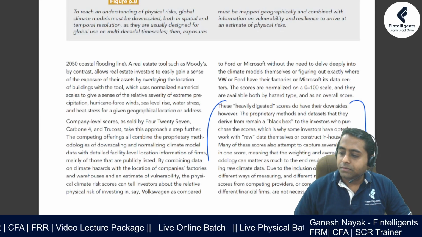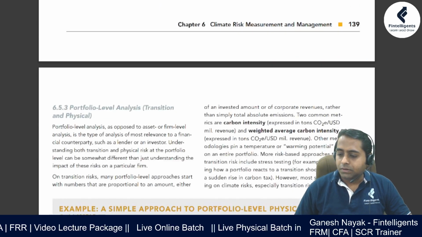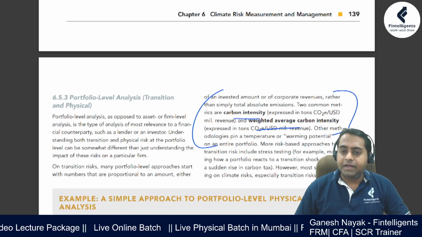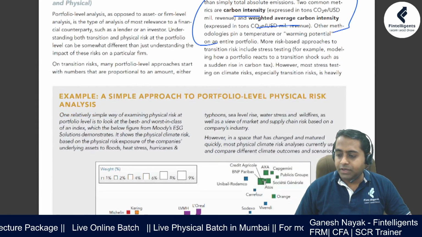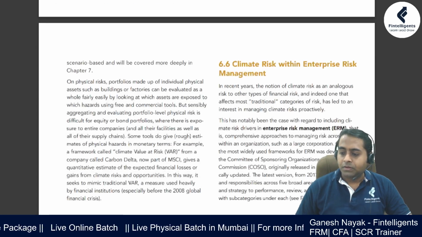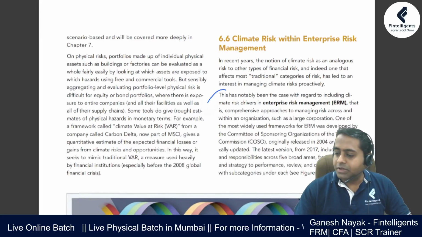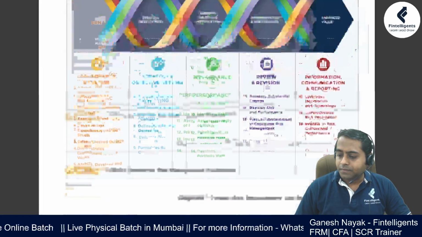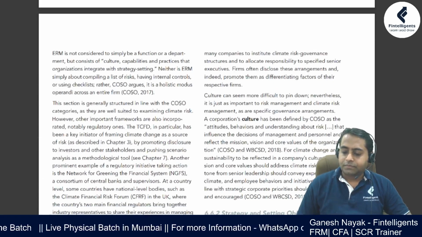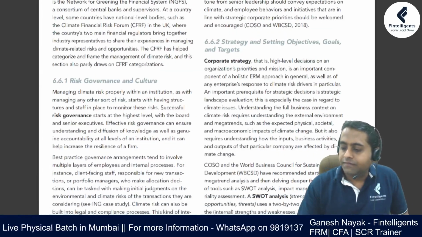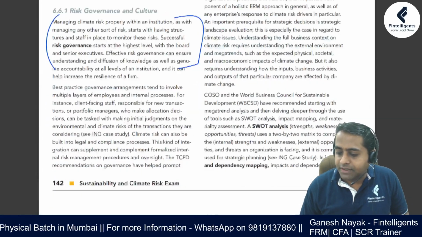This section. This entire calculation, please go through carbon intensity and weighted average carbon intensity, you should definitely read. Then the TCFD climate work, enterprise risk management, the basic introduction of the COSO framework. Risk and culture, the first paragraph over here, what exactly is governance?